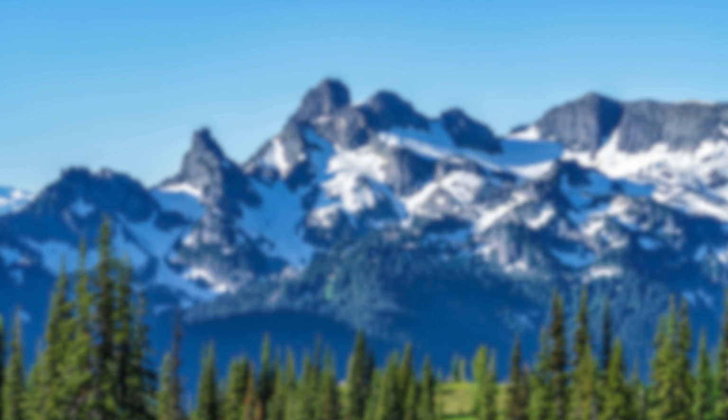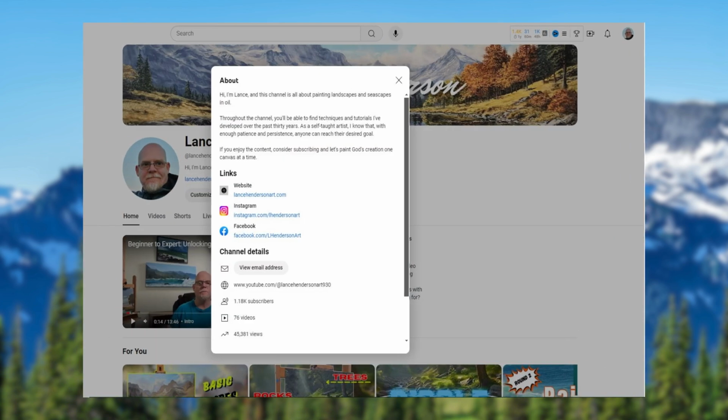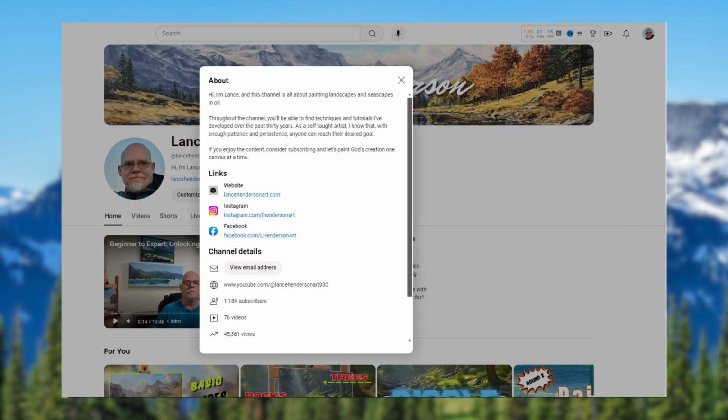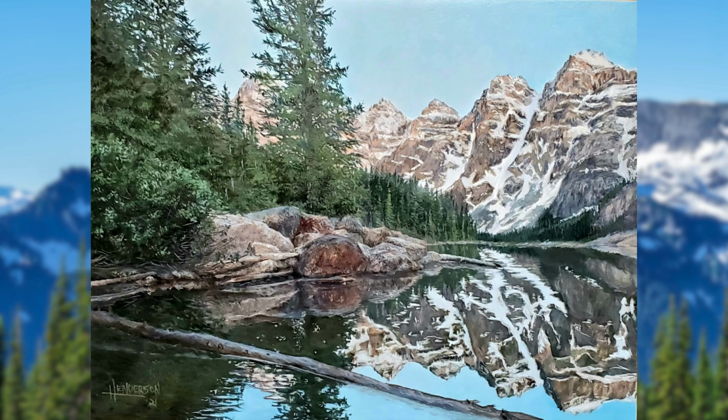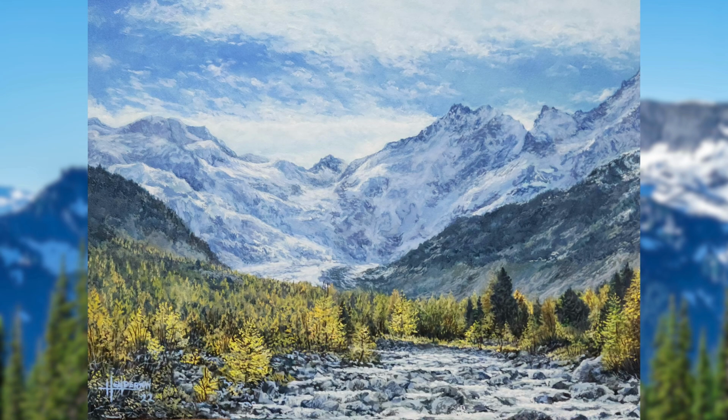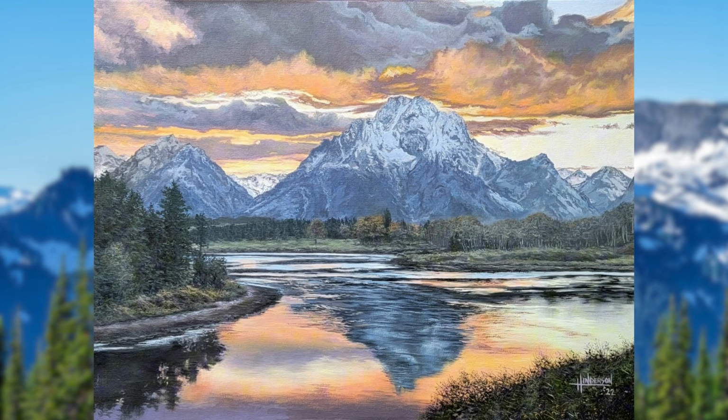Okay, if you made it this far, you're probably asking yourself, having read the About Me section, what does this Florida boy know about painting mountains? Well, before we actually look into the painting process, let me just give you some examples of the work I've done in the past few years. And then after it all, you be the judge.